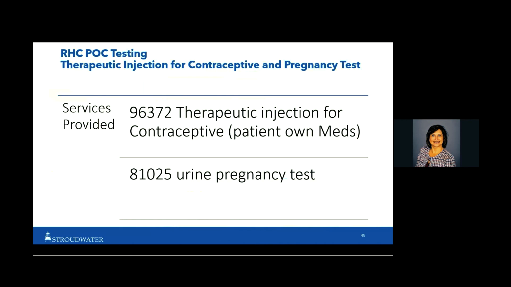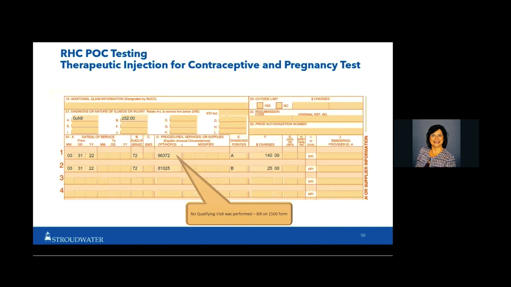Looking at the RHC point of care, so the services have come in, and an RHC point of care testing where it's a therapeutic injection for contraceptives, and then they also want to have a pregnancy test at the same time. So these are the two services that were provided. An example of this claim, you can see here the CG modifier was left off because no qualifying visit was performed. So you bill it on a 1500 form.